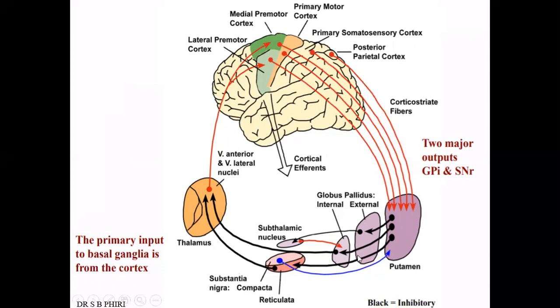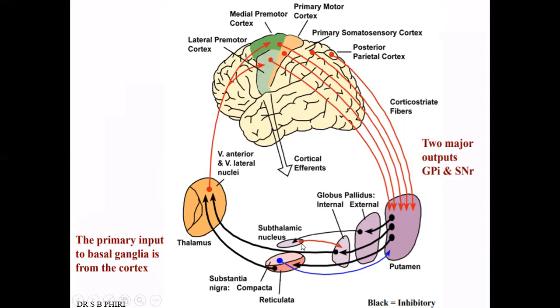Then the major output, or the primary output out of the basal ganglia. So there are two major outputs. So you can see via the thalamus, you have the ventral anterior and the ventrolateral nuclei of the thalamus. They are communicating with neurons, and these neurons are the ones that will later on communicate with the upper motor neurons. And these upper motor neurons will bring about the cortical efferents, to the spinal cord and the brainstem, to stimulate those lower centers, as we've already discussed.